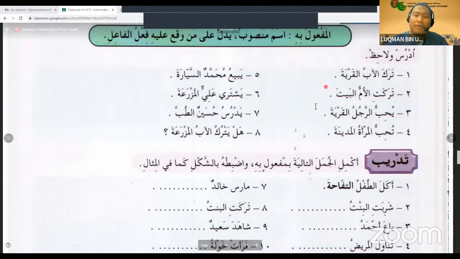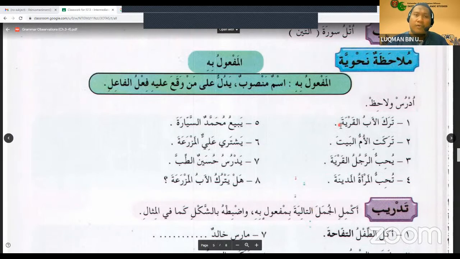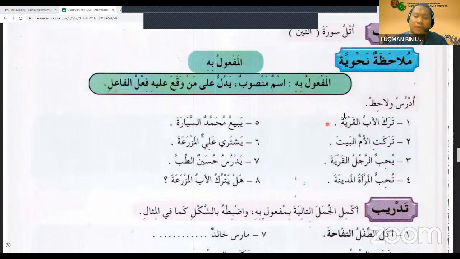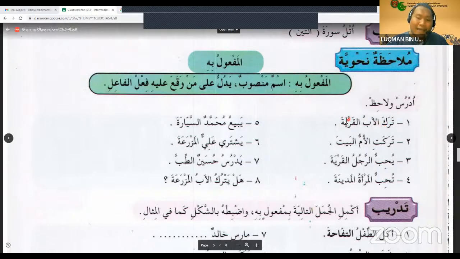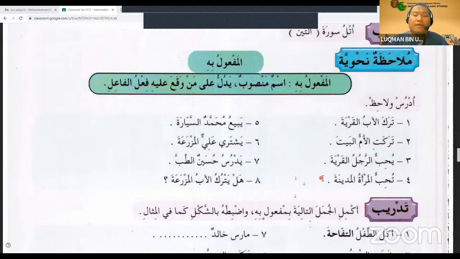So you will notice that it is mansub, accusative case. If it is a singular noun, it ends with a fatha. Taraka al-abu al-qaryata. Tarakat al-ummu al-bayta. Yuhibbu ar-rajulu al-qaryata. Tuhibbu al-mar'atu al-madinata. So it always ends with fatha.